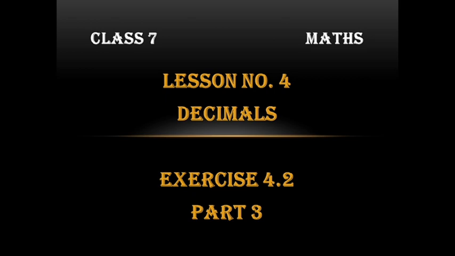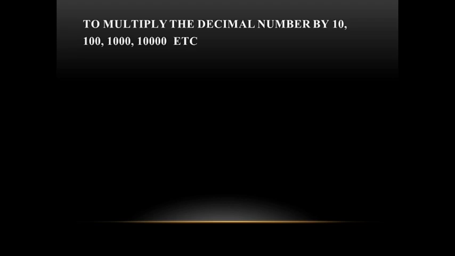Number 4.2, part 3. In this exercise, we are going to see how to perform multiplication with decimal numbers, to multiply a decimal number by 10, 100, 1000, 10,000, etc. So here it is given that when we have to multiply a decimal number by 10, 100, 1000 or 10,000, we have to shift the point to the right by as many places as the number of zeros over 1.